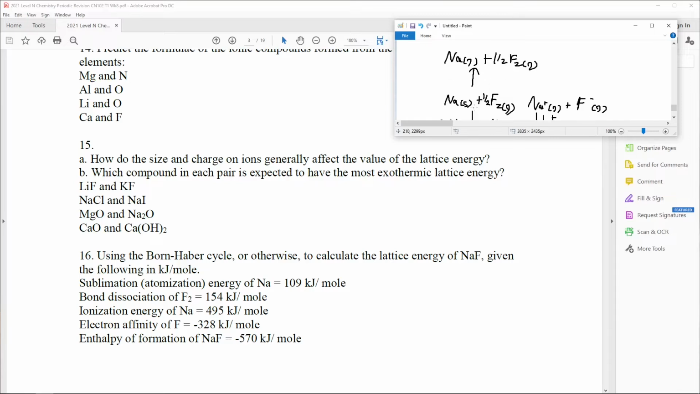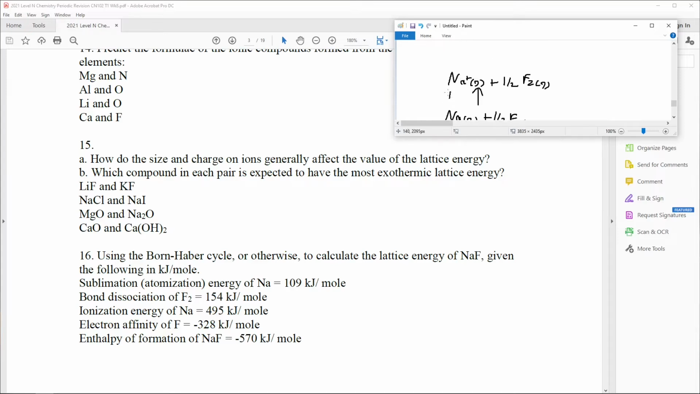Okay, so solid to gas, that's atomization, also called sublimation. So delta H atomization, or however you want to represent it, also sublimation, same thing. And then you go, now we can ionize immediately. Na plus gas plus half F2 gas. This is called the first ionization energy of sodium. And then we keep on going.